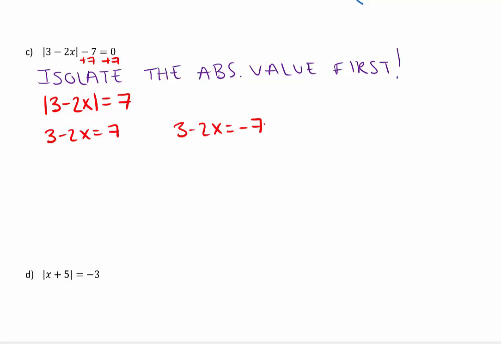3 minus 2x could equal 7, or 3 minus 2x could equal negative 7. To solve, we subtract the 3 from both sides, and divide by negative 2. And the exact same thing with the other equation, subtract the 3 from both sides, and divide by negative 2. And so once again, I've got two answers. x could equal negative 2, or x could equal 5.